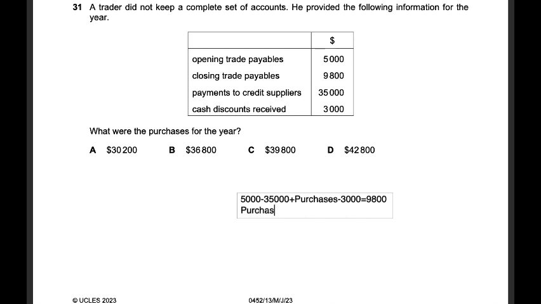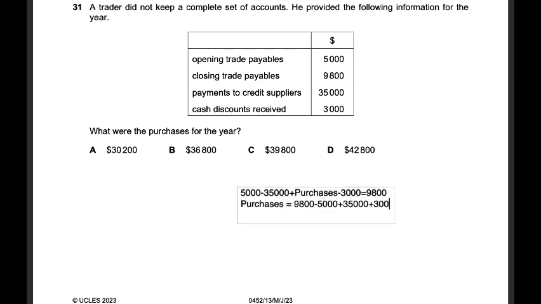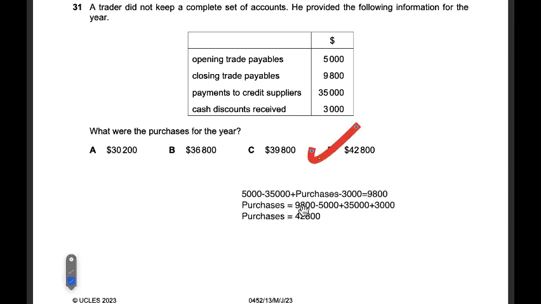If we bring everything on the right side, that gives us purchases equal to 9,800 minus 5,000 plus 35,000 plus 3,000. That is 38,000 minus 5,000, 33,000. That should be 42,800. Purchases are 42,800, making option D our correct answer.